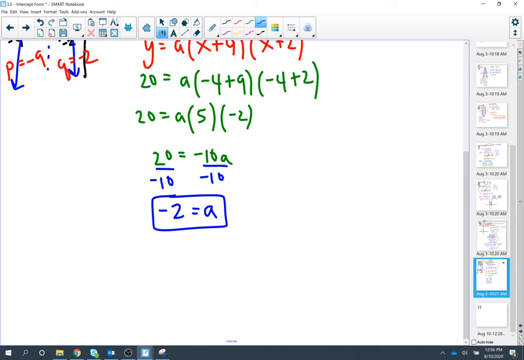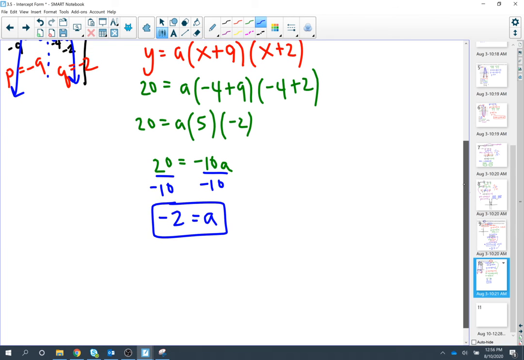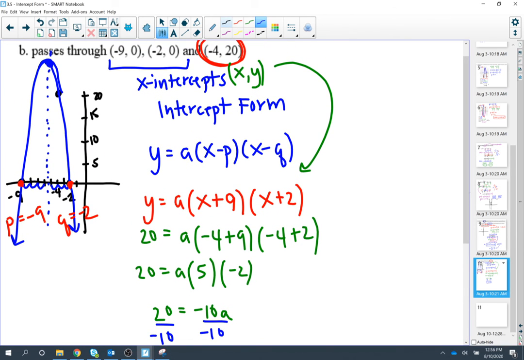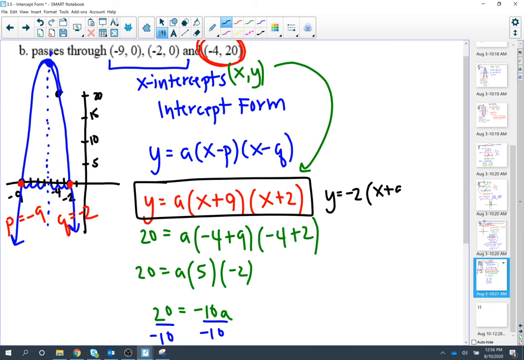Now, if a is -2, I'm going to take that back up and find my function. The function I want is this one right here. So now I'm going to have y equals -2 times (x plus 9) times (x plus 2). Now, if it had just said write a function, you're done. But the problem is they said write a function in standard form. That's not standard form. That's intercept form. So we have to do standard form.